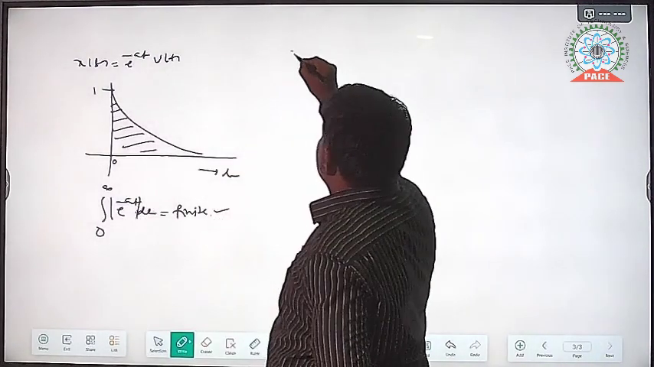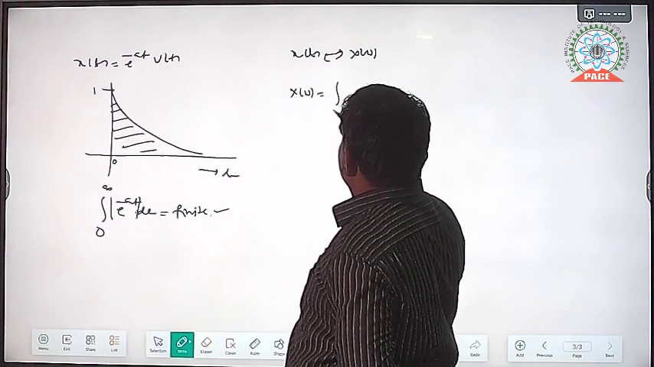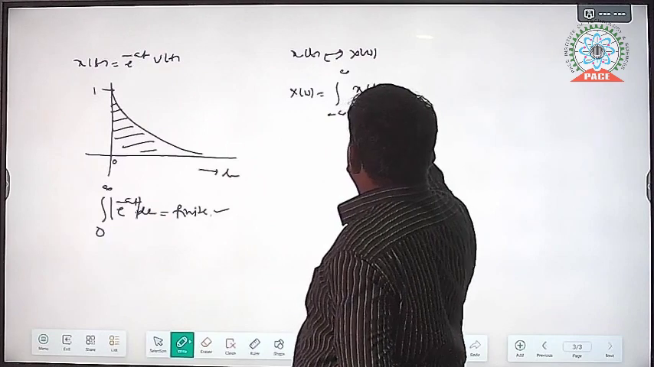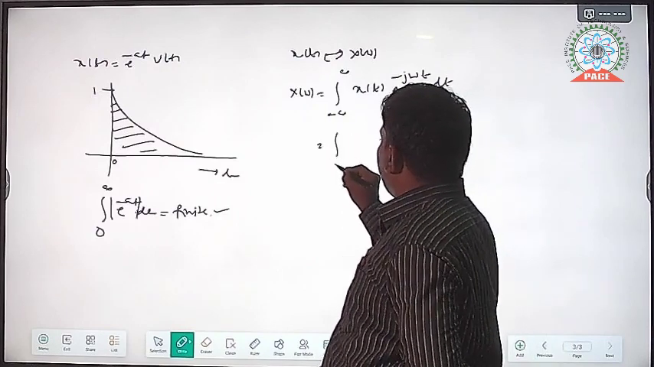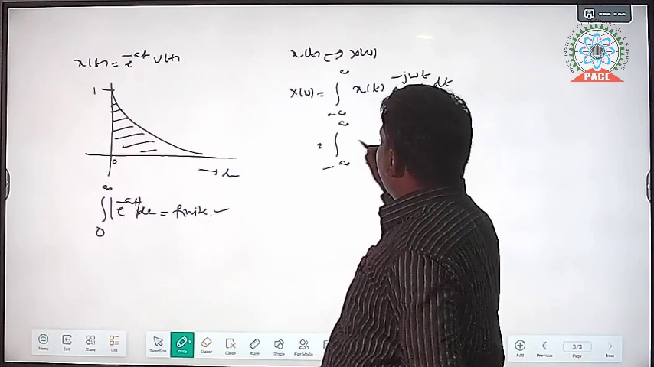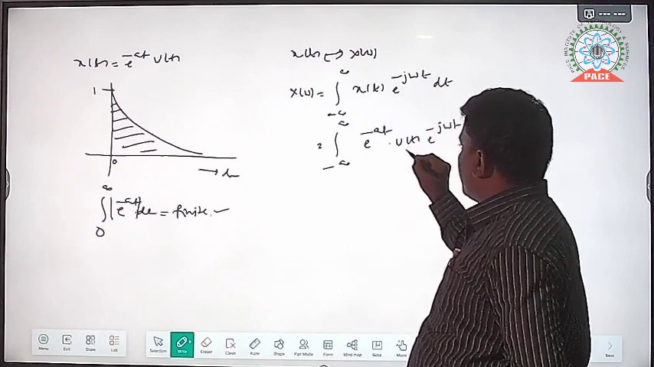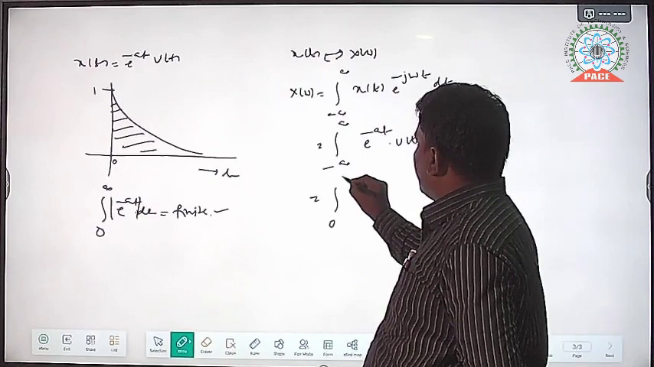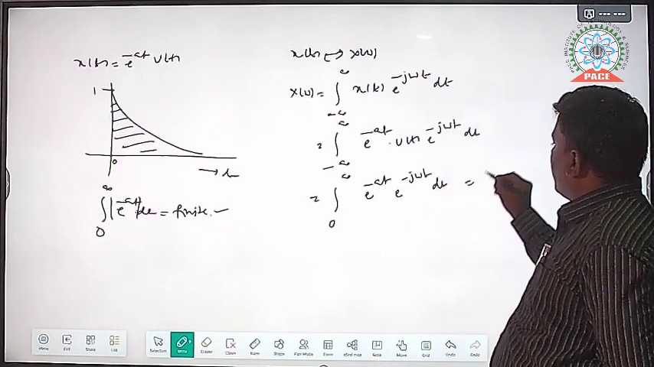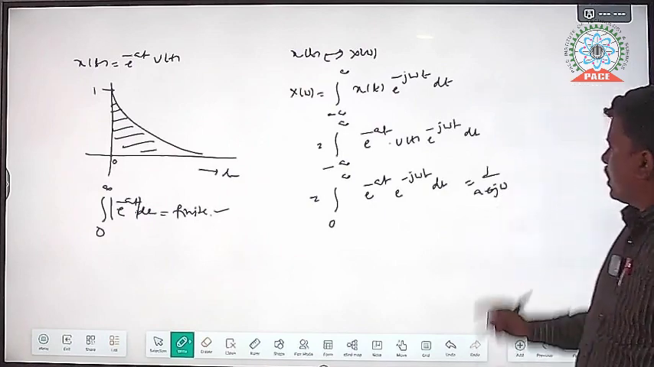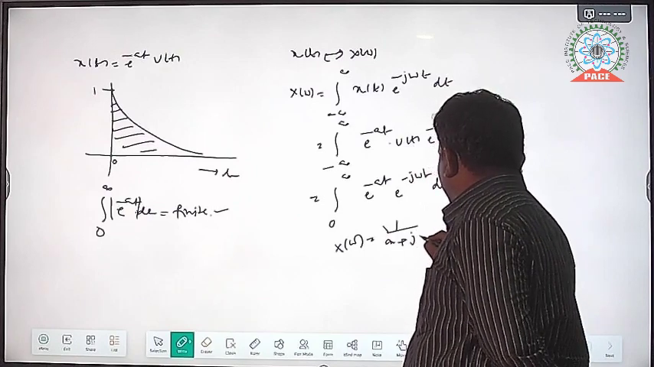The Fourier transform of x of t equals X of omega. X of omega is the integration from minus infinity to infinity of x of t into e power minus j omega t dt. That means the integration from minus infinity to infinity, with x of t equal to e power minus a t into u of t, into e power minus j omega t dt. The u of t signal is right-sided, so the limits are 0 to infinity, of e power minus a t into e power minus j omega t dt. Applying the integration, we get 1 by a plus j omega. This is a complex number: X of omega equal to 1 by a plus j omega.